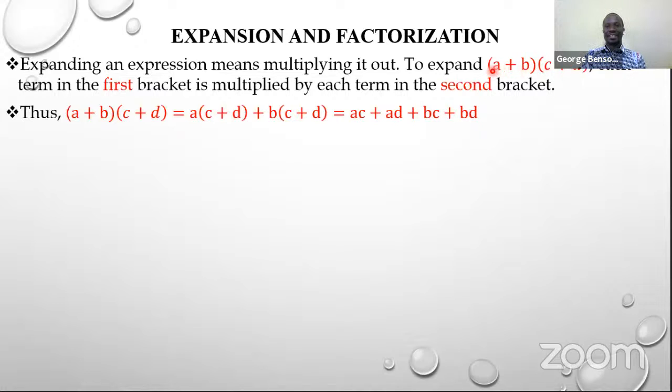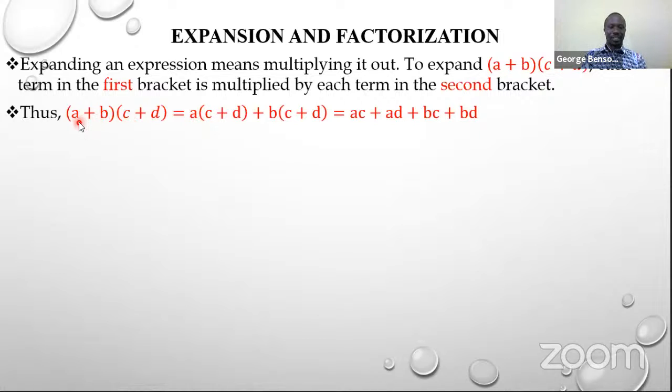When we are given A plus B to multiply C plus D, what it means is that A must multiply all of this and B must multiply all of that. Or every term in the first bracket should multiply every term in the second bracket. Is that okay? So even if I had maybe C plus D plus E, then it means A will multiply C plus D plus E. So you can see that in this example, I just opened the bracket.